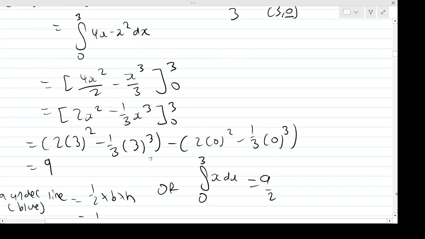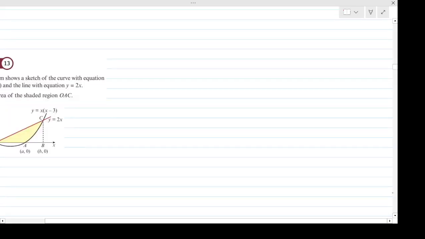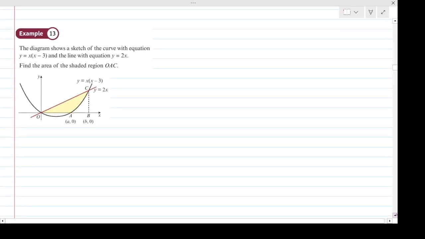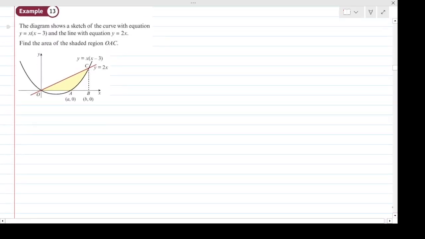Alright, so let's have a look at this example. We are given here a diagram of a sketch with a curve y equals x times x minus 3 and the line y is equal to 2x. We need to find the area of OAC, which is again in yellow, so that area there.